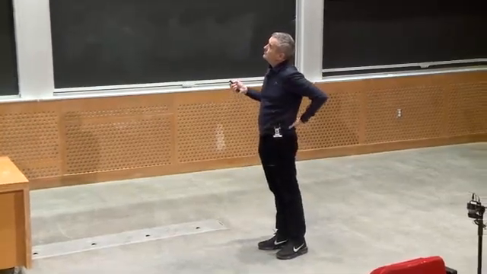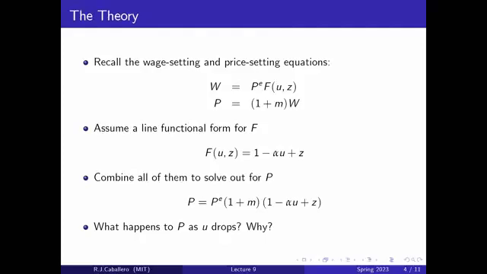So I'm going to stick this function back in here, and then I'm going to replace this W with this function in the price setting equation, and I end up with an equation for P. So this says that the price, given the expected price, is decreasing in unemployment and increasing in z and increasing in the markup. So again, why is this price decreasing in unemployment?